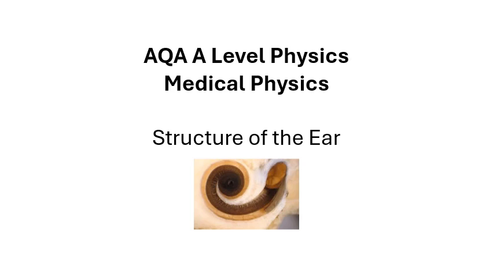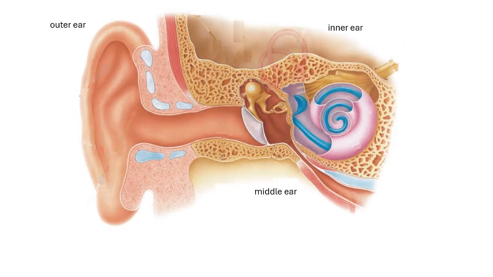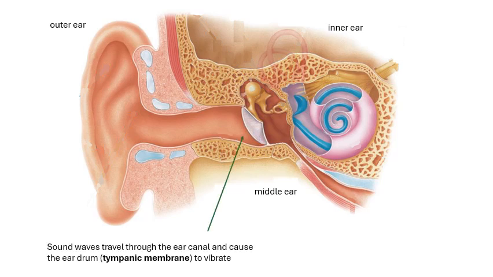AQA A-level physics. This is for the medical physics option, and this video is about the structure of the ear. So you've got the outer ear, the middle ear, and the inner ear. The outer ear is basically the pinna, the big thing, and sound waves are funneled in there, they travel through the ear canal, and they get to the eardrum or the tympanic membrane, which is over here, and that's about 1 centimetre in diameter.